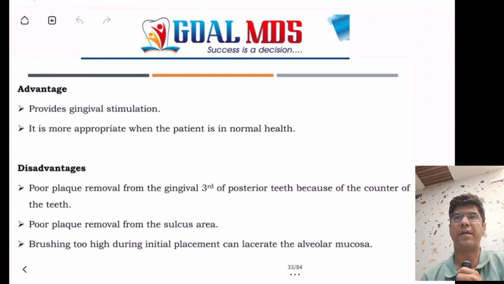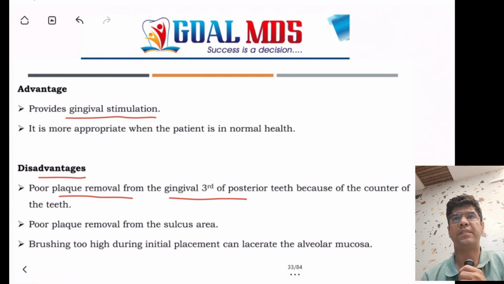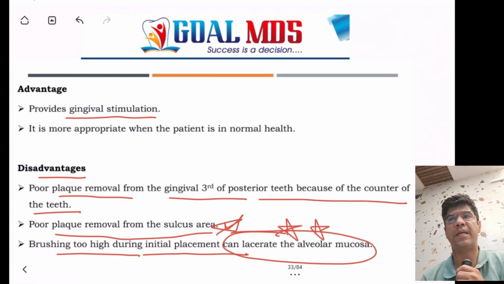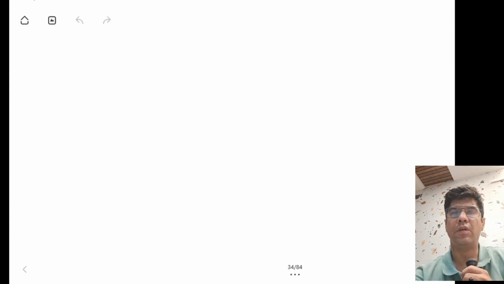This technique requires some flexibility around the wrist. The advantage is that it provides gingival stimulation. The disadvantages include poor plaque removal from the gingival third of posterior teeth because of the contour of the teeth, poor plaque removal from the sulcus area, and brushing too high during initial placement can lacerate the alveolar mucosa. So this was the roll technique.